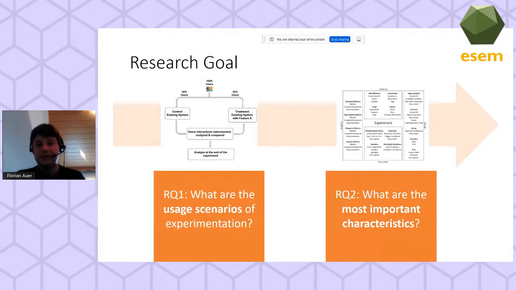And to summarize this, the research goal is to develop guidelines for experimentation. Therefore, first, the usage scenarios in practice need to be determined. Moreover, from all aspects that can be considered to define an experiment, the most important aspects should be determined to focus guidelines on the most important aspects.